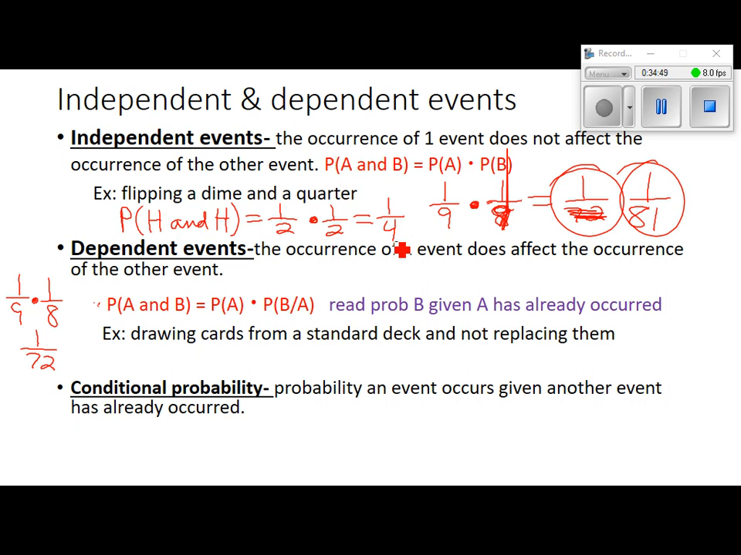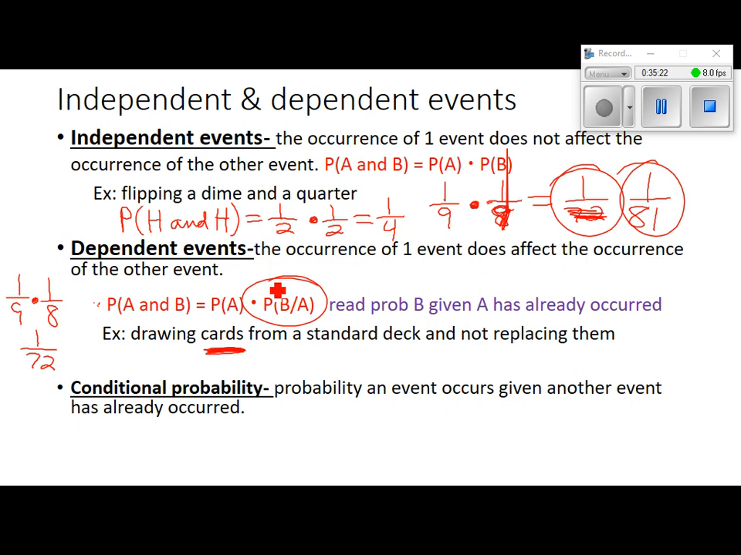Now, if they were dependent, which I can't do with a dime and a quarter because it doesn't work. Because everybody, I hate using cards now because nobody seems to know what a deck of cards looks like anymore. If I'm drawing from a deck of cards and I don't put the card back into the deck, then the two events are dependent. Conditional probability, probability of B occurs given another one, that's what this says. Probability that B occurs given that A has already occurred.